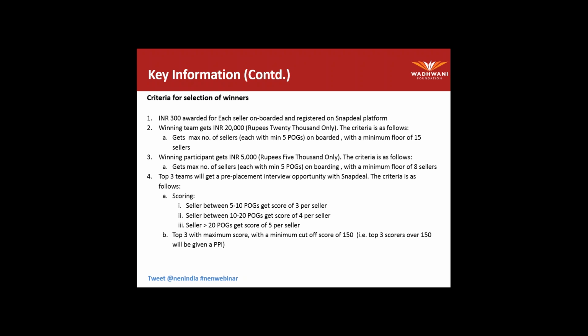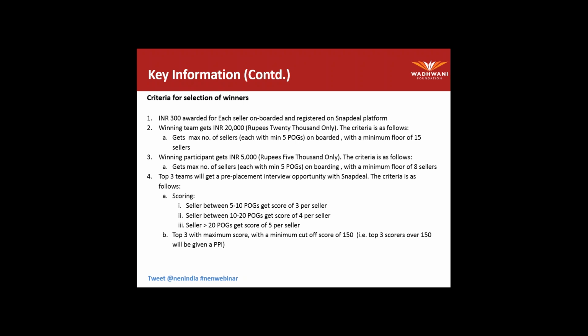Then a winning team will additionally get 20,000 rupees worth scholarship, for getting the maximum number of sellers with minimum 5 products onboarded and with a minimum floor of 15 sellers. It means you have to get minimum 15 sellers to be eligible for the winning team. To become a winning team, you have to get 15 sellers minimum, having 5 products, and you have to in fact onboard more than 15 sellers.